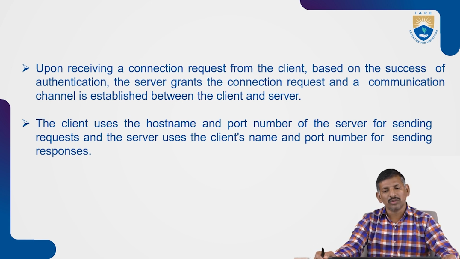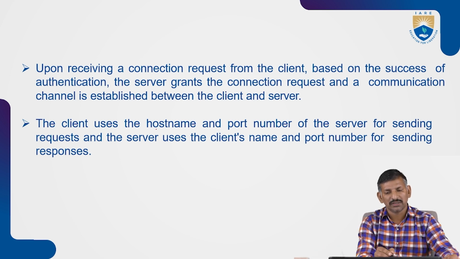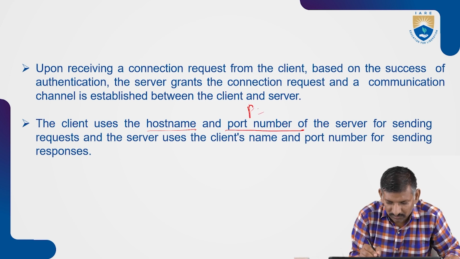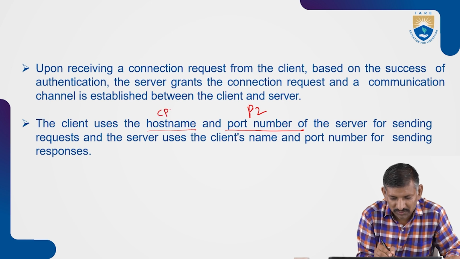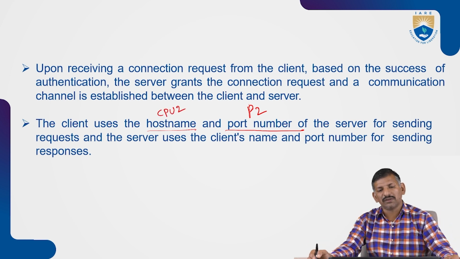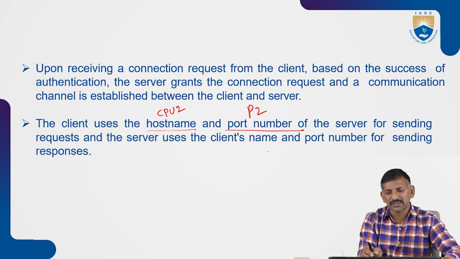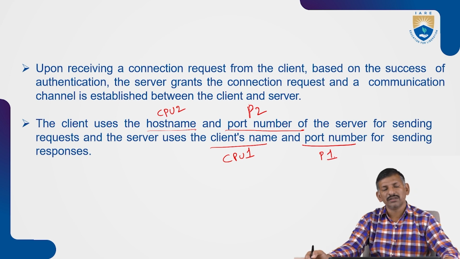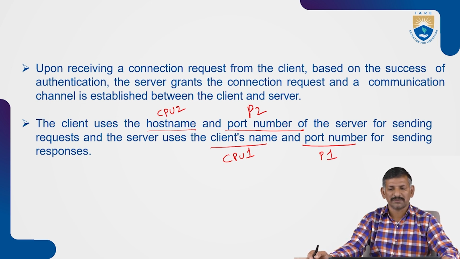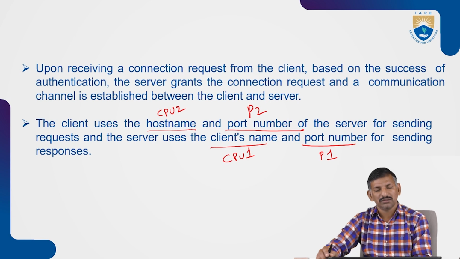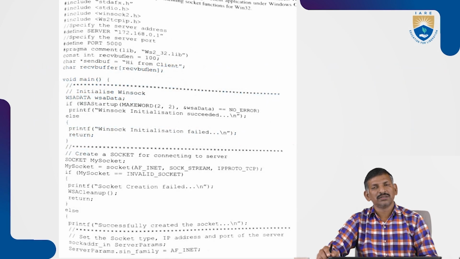The client uses the host name and port number of the server for sending the requests. It contains the host name, that is CPU 2, and the port number P2, of the server for sending the request. The server uses the client's name, like CPU 1, and the port number for sending the responses. Using this, we can see some examples.